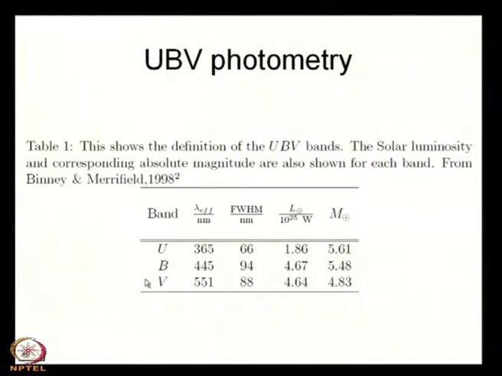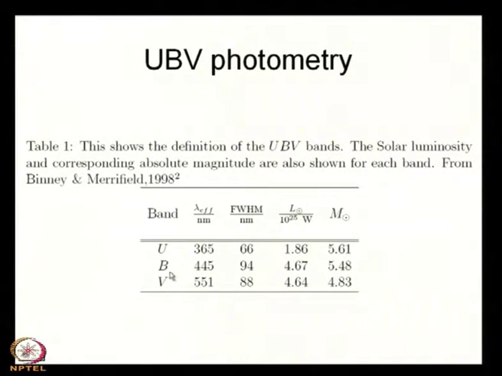So, there are three filters, one corresponding to U, one corresponding to B, one corresponding to V. So, when you do any optical observation, if you are using this UBV photometry scheme, when you look at an astronomical source, you measure the flux of light through each of these three filters separately, and you convert them into the apparent magnitude. And this U filter allows light centered at 365 nanometers to pass through, and it has a full width at half maxima of 66 nanometers.